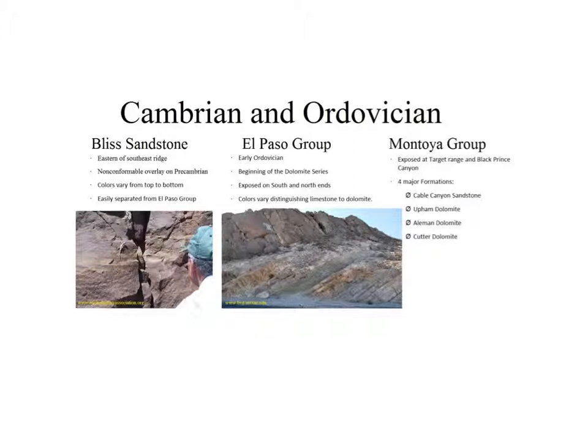Next is the Montoya group, which is overlaying the El Paso group and is exposed at Target Range and Black Prince Canyon. This one is broken up into 4 major formations. You have the Cable Canyon Sandstone, Upham Dolomite, Aleman Dolomite, and the Cutter Dolomite. The first 2 are composed of coarse-grained sandstone and dark gray weathering, coarse crystalline, thick-bedded dolomite. The bottom 2, which came later, are the uppermost and they're cherty.